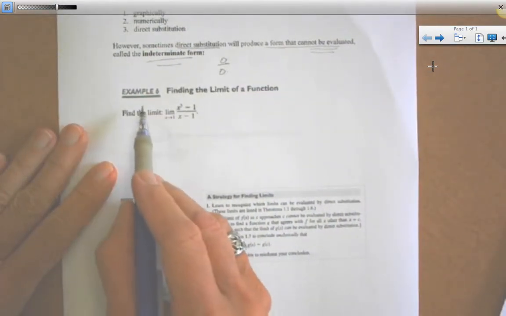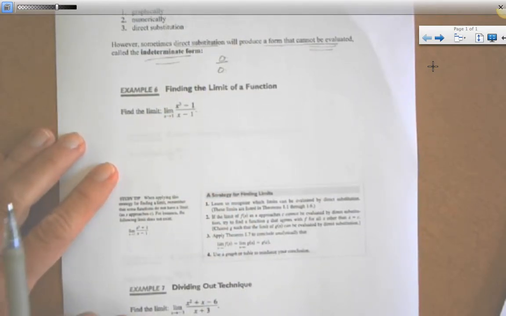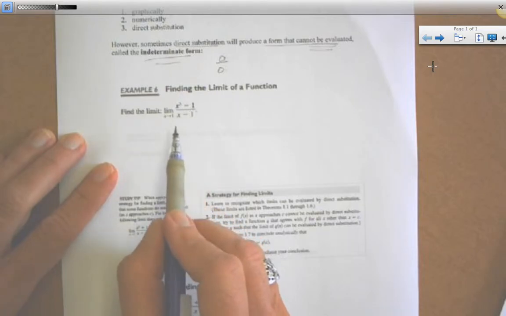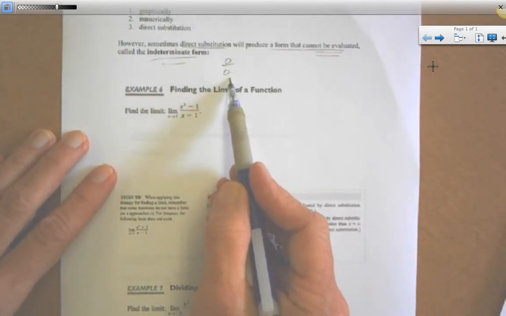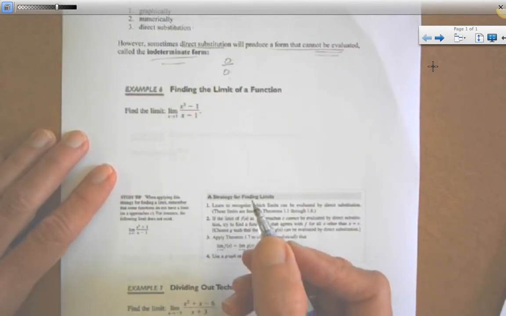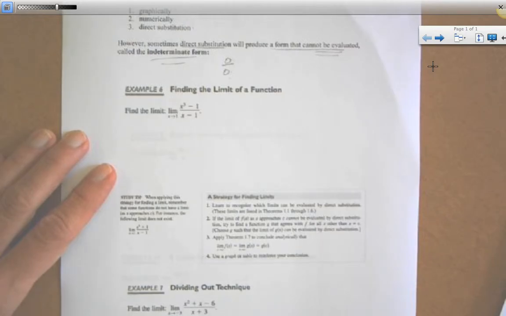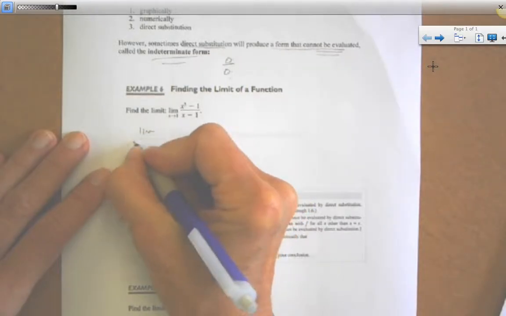Example 6. This one should look kind of familiar to you. We discussed it in that first lesson. We plug 1 in the numerator, you get 0. And plug 1 in the denominator, you get 0. 0 over 0 is the indeterminate form, so we can't use direct substitution. We have to find another way to find the limit. So we already know graphically how to find that limit. Let's use a little bit of algebra.